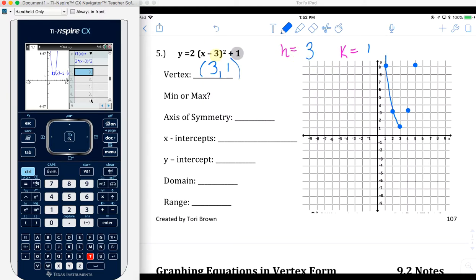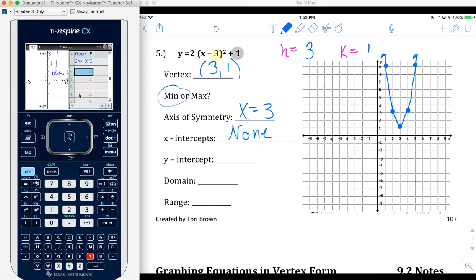So not as many points this time. All right, this time that vertex that's at 3, 1, he is a minimum. X equals 3, we take the x number. Again, I have no x-intercepts. But I can't see my y-intercept. See how it doesn't hit the y-axis?